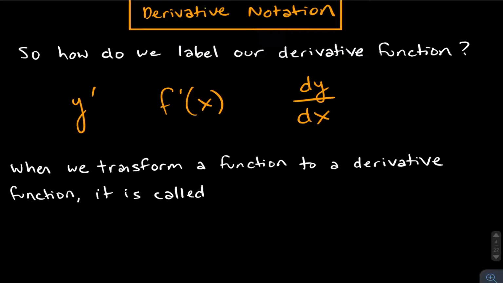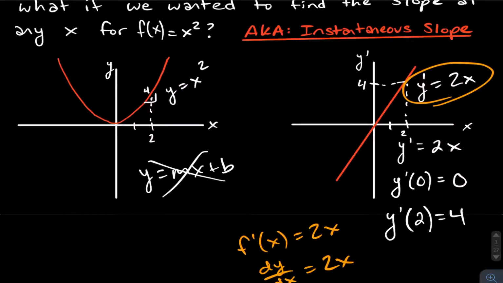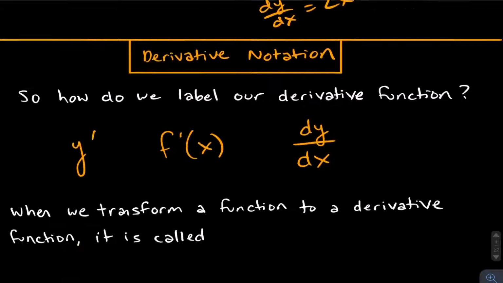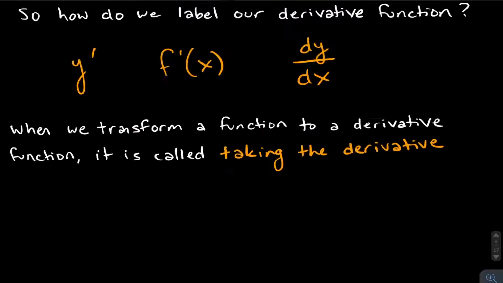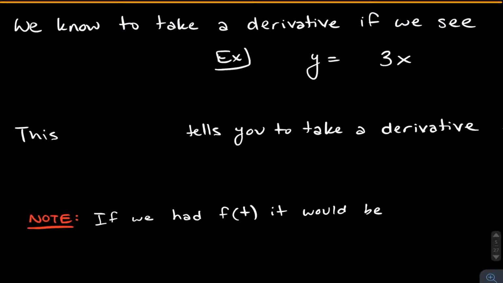So when we transform a function to a derivative function, when we transform y equals x squared to y prime equals 2x, it's called taking the derivative. And in the bulk of the rest of the video, we're going to be talking about how you take the derivative. We know to take the derivative if we see a d over dx. That's what's telling us to take the derivative.